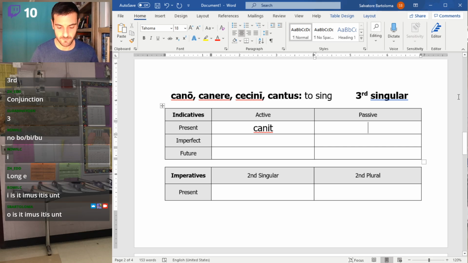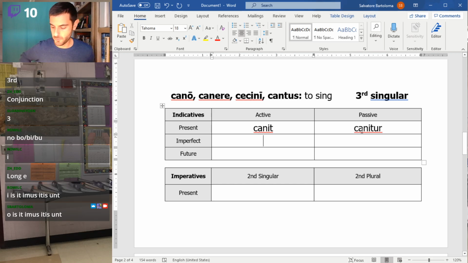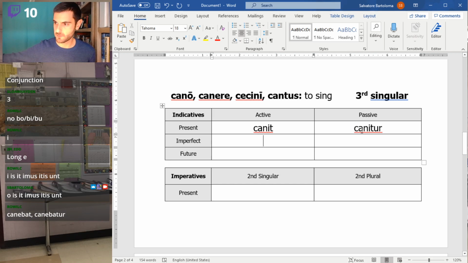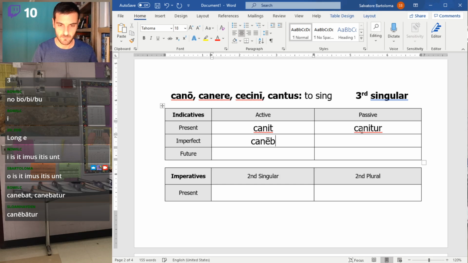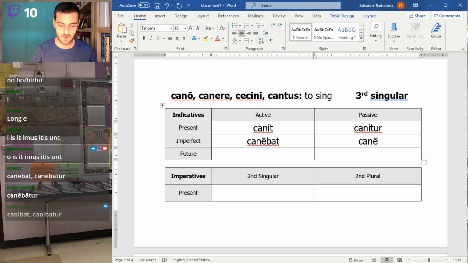So canit, the passive would be canitur. So you could say it is sung, if you're talking about a song, right? The song is sung by so-and-so. Imperfect. What's this one going to look like? Canebat, and canebatur.